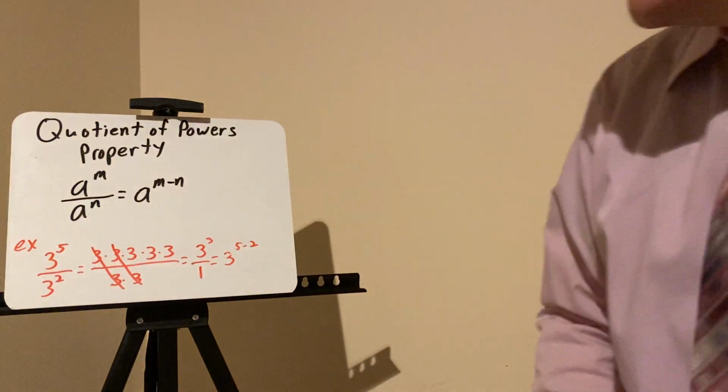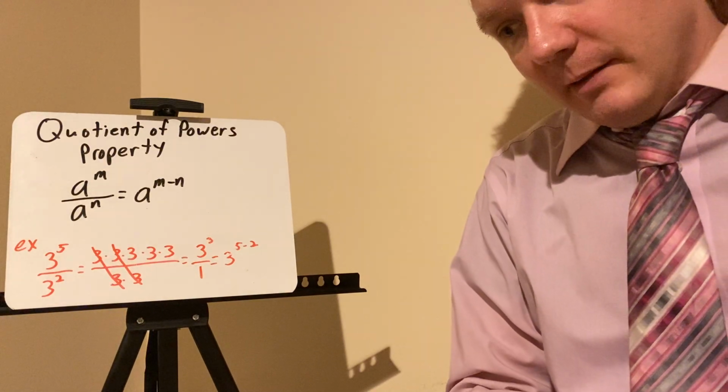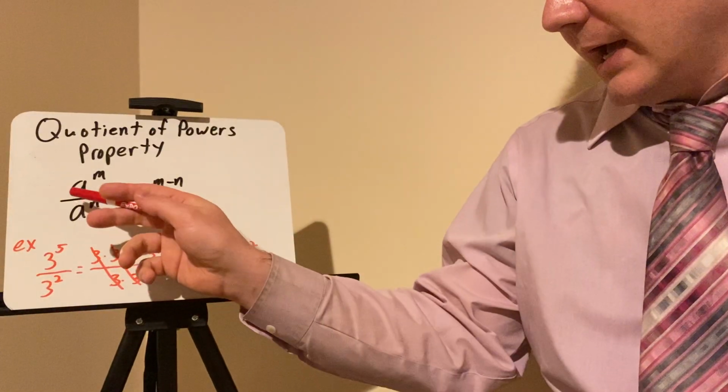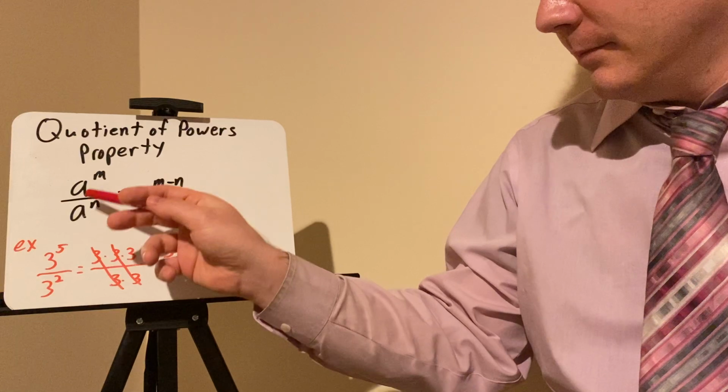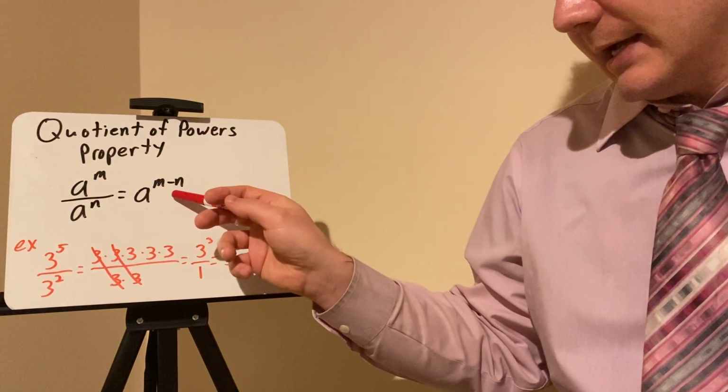And then finally is the quotient of powers property. So the third one is, instead of multiplying, I'm dividing two powers. So I have a to the m divided by a to the n. In that case, I actually subtract my exponents.